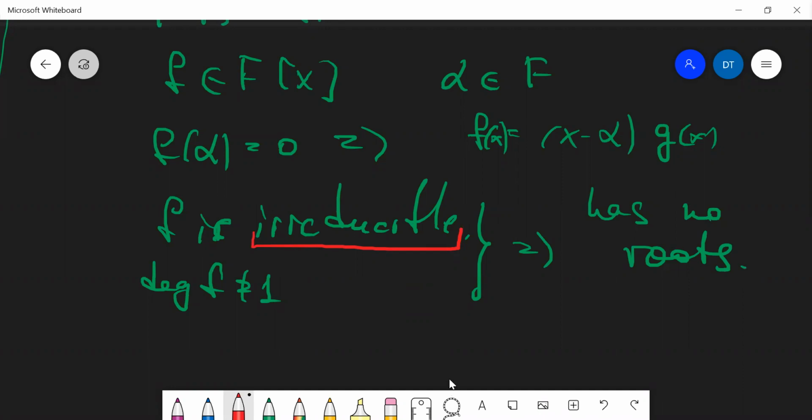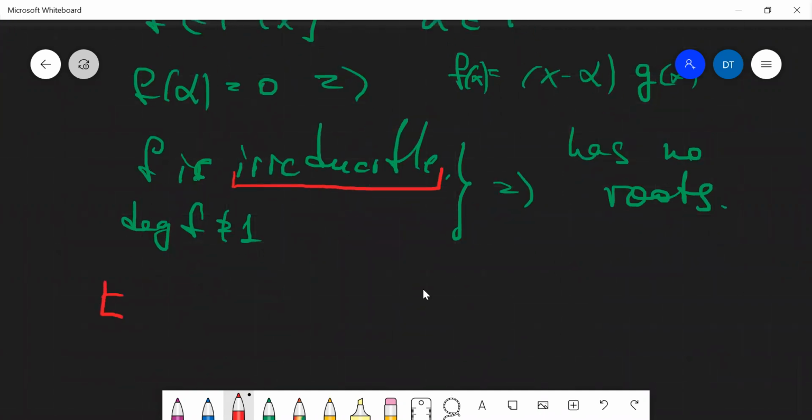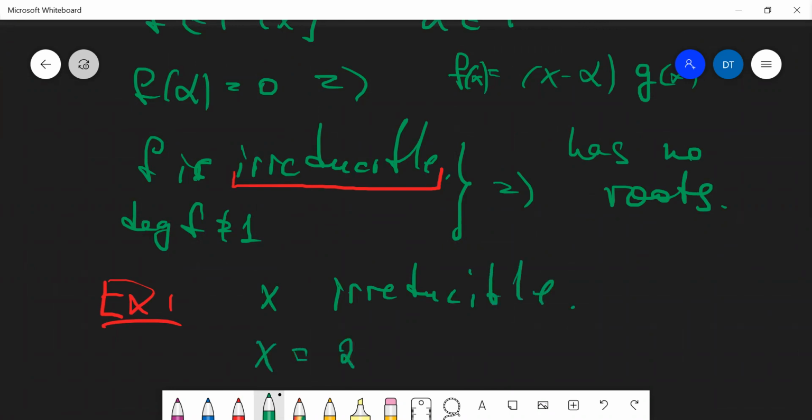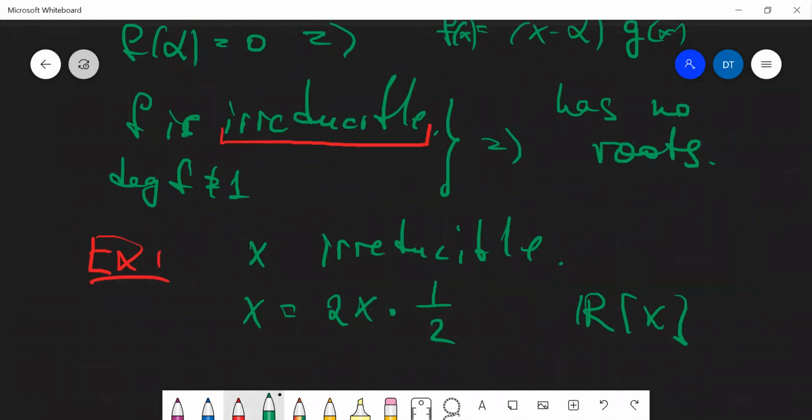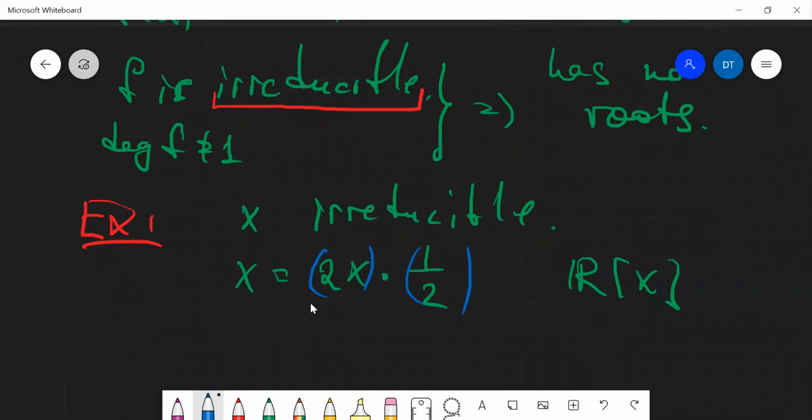Let's start with an example. For example, polynomial x is always irreducible. You can represent it as, let's say, 2x times 1 over 2, in R of x. So this is the factorization of your polynomial. This is the first factor, this is the second factor, but the second factor is constant. There is no way to factorize this polynomial as a product of two non-constant polynomials. Why? Because of the degree.